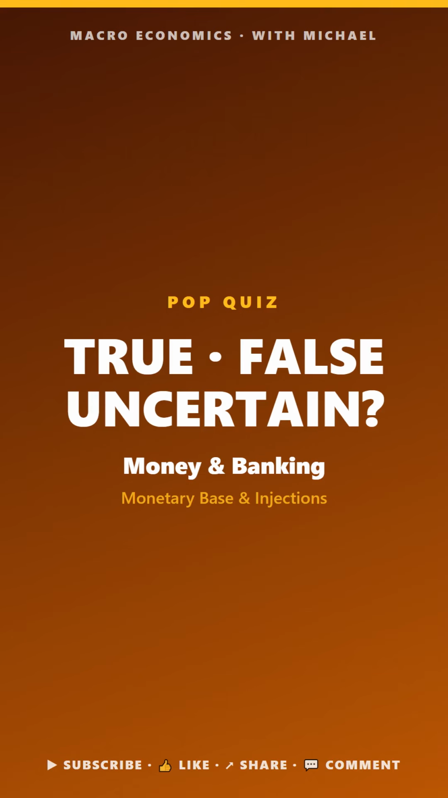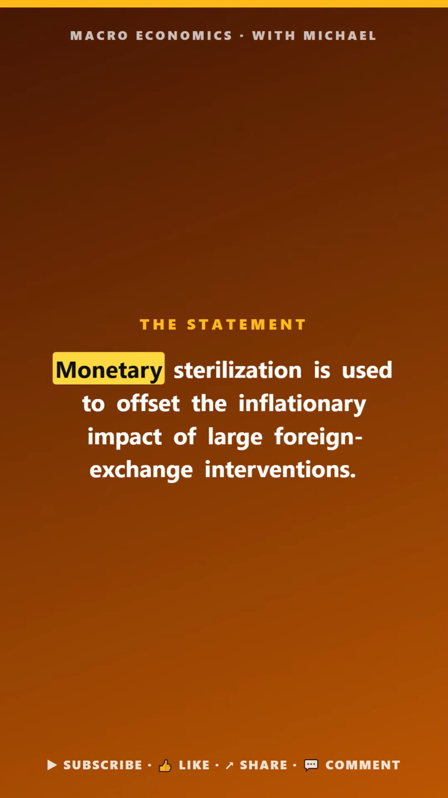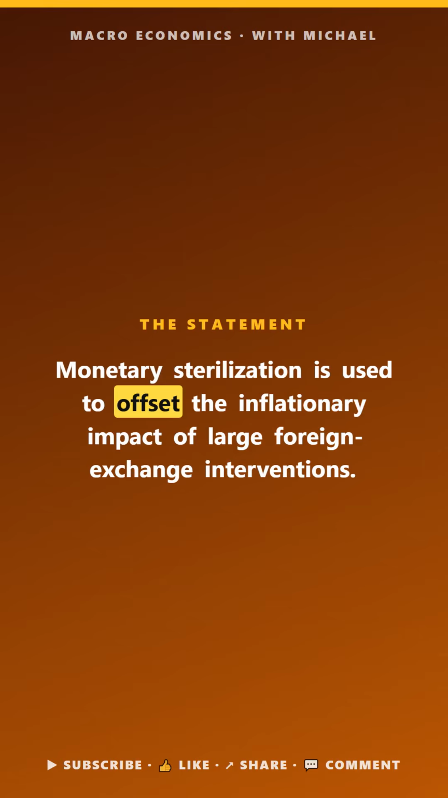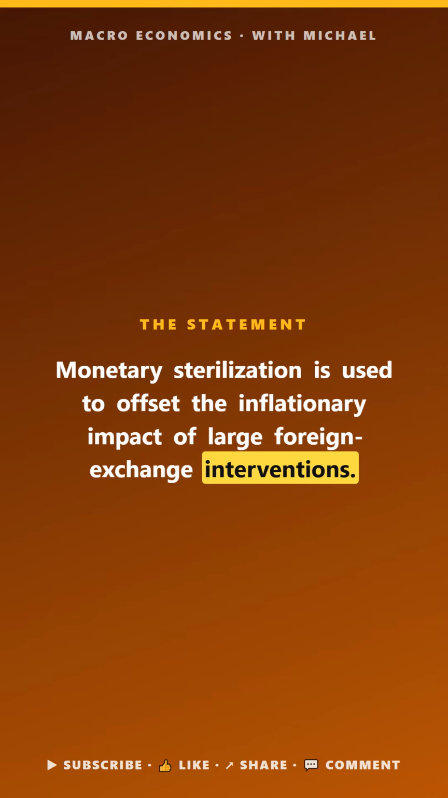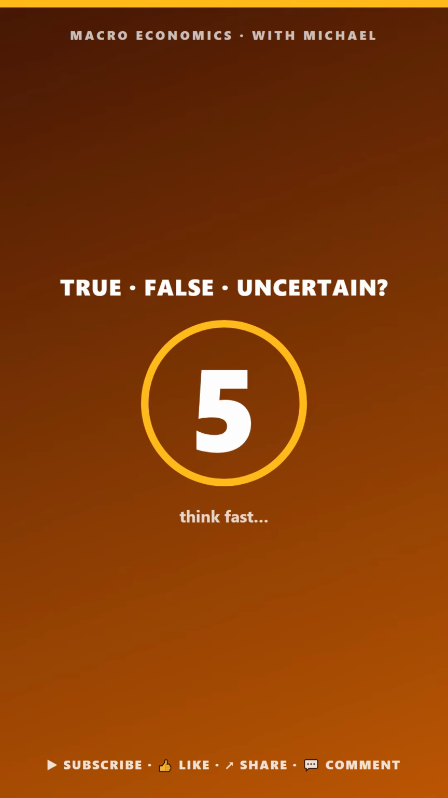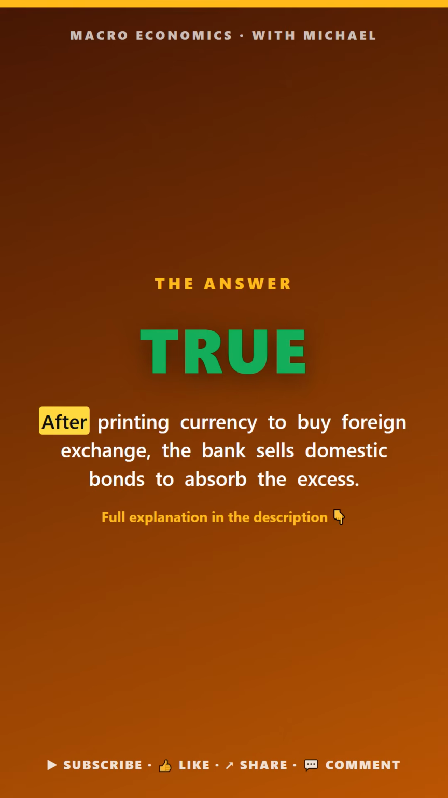Macro pop quiz. Money and banking. True, false, or uncertain. Monetary sterilization is used to offset the inflationary impact of large foreign exchange interventions. The answer is true. After printing currency to buy foreign exchange, the bank sells domestic bonds to absorb it.